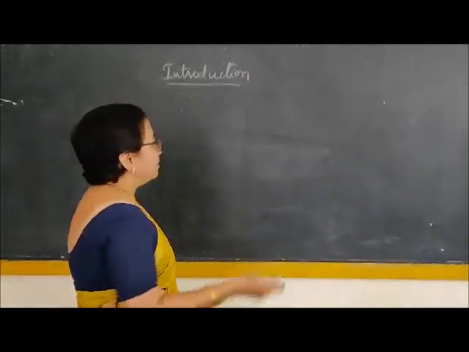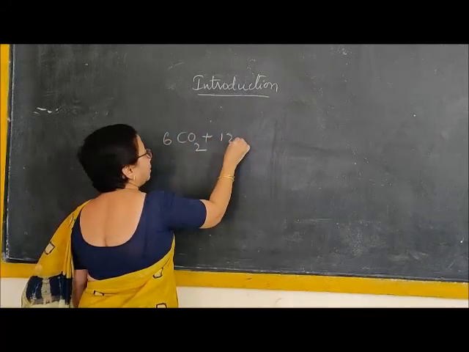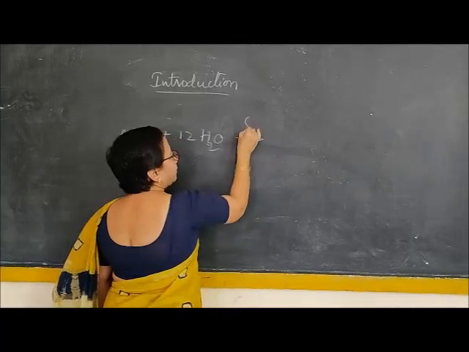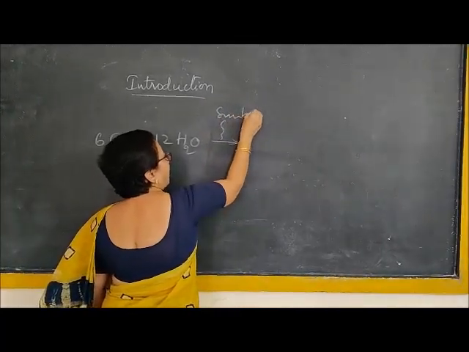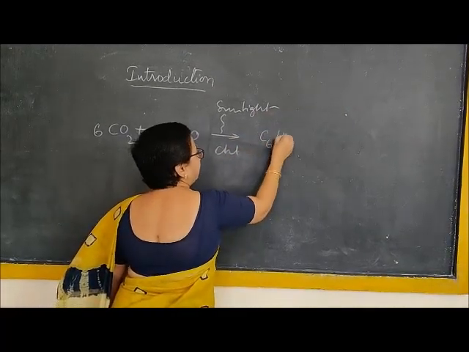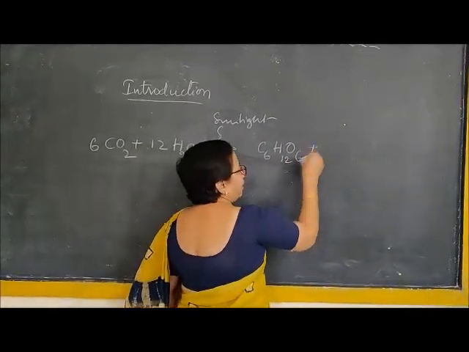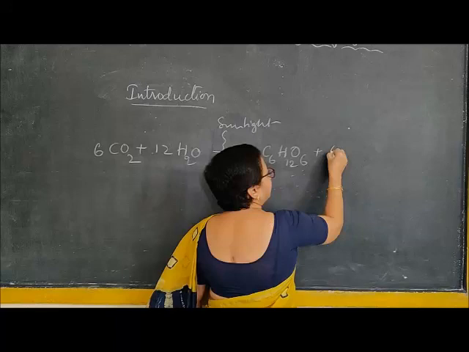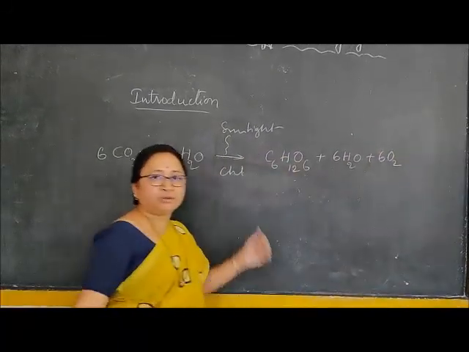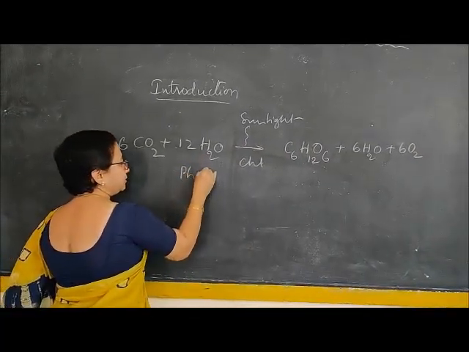Plants. Yes, plants use the simplest molecules called carbon dioxide and water, and in the presence of sunlight and chlorophyll they prepare the food, which is starch. Along with this, they also produce water and oxygen. This is what you have learned in the first chapter, known as photosynthesis.